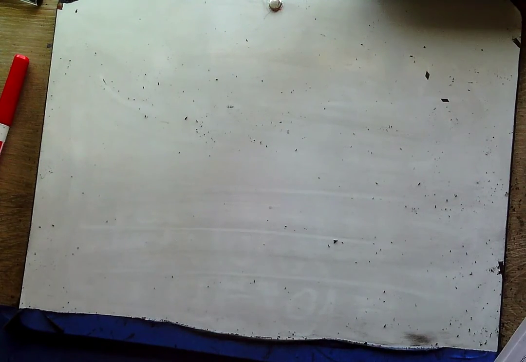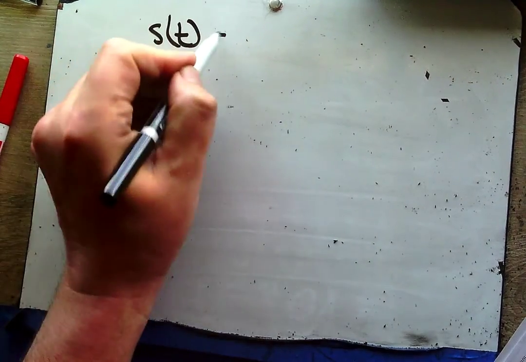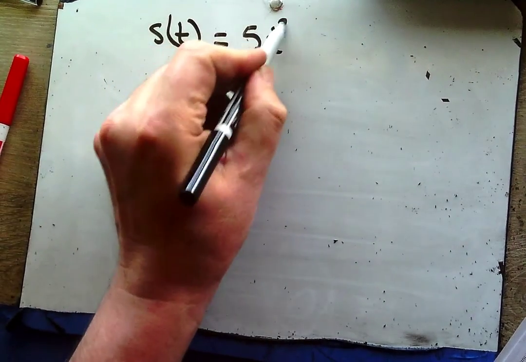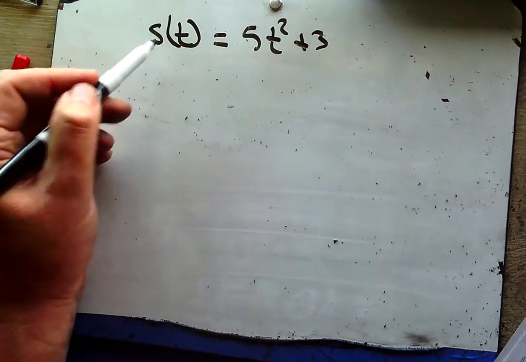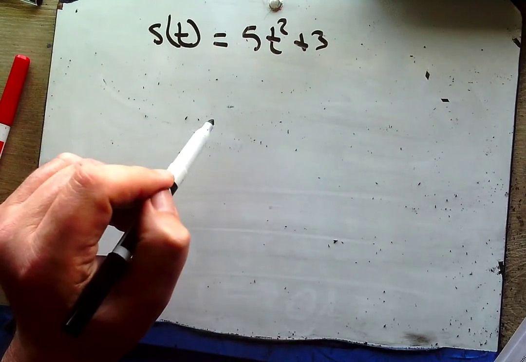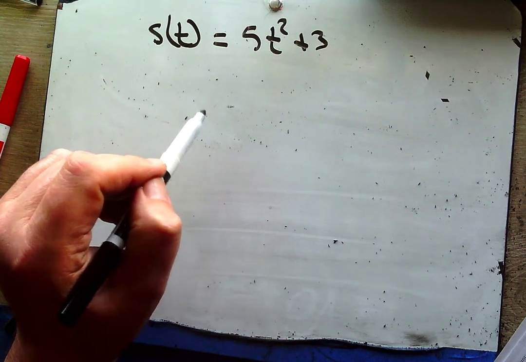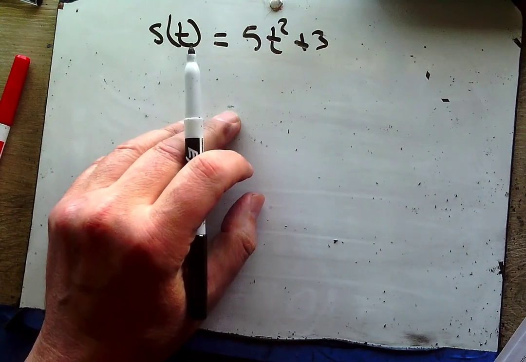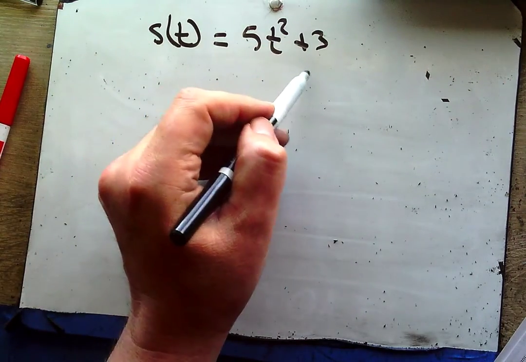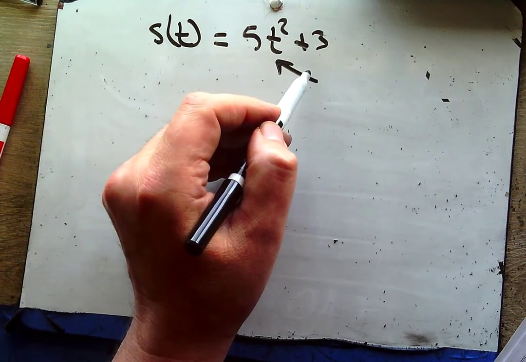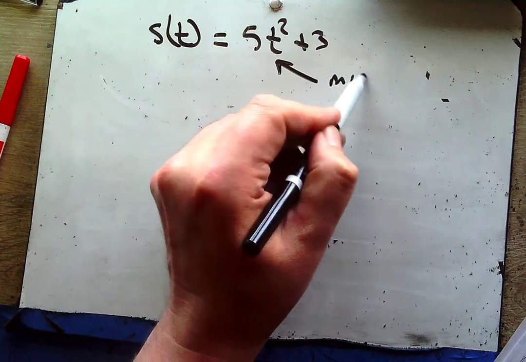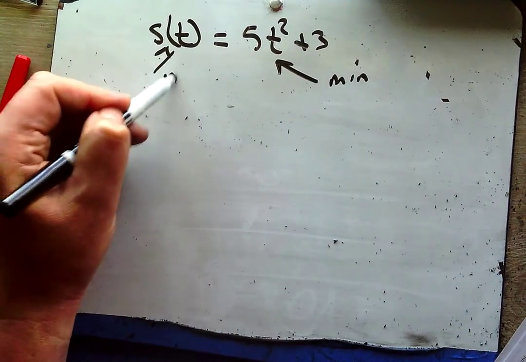Ooh, a second problem, number 18. The distance of a car from its initial position t minutes after setting out is given by s equals 5t squared plus 3. So this is position, this is time, in kilometers. What is the car's velocity and acceleration at time t? Give units. So I'm plugging in minutes, and I'm getting out meters.